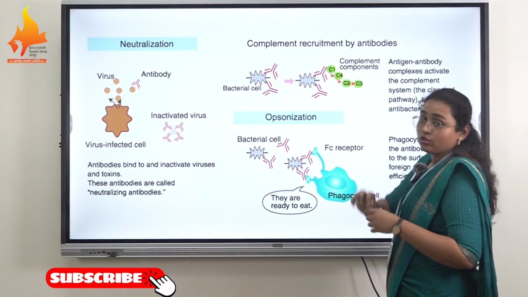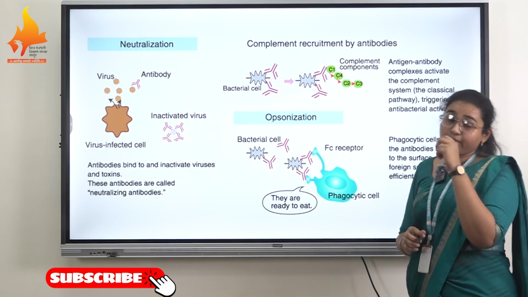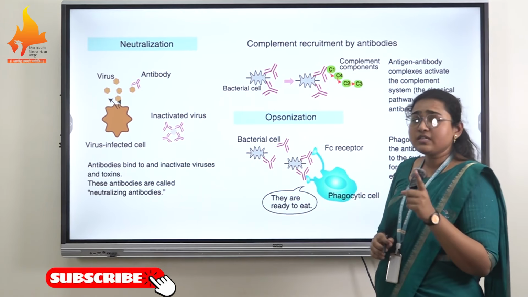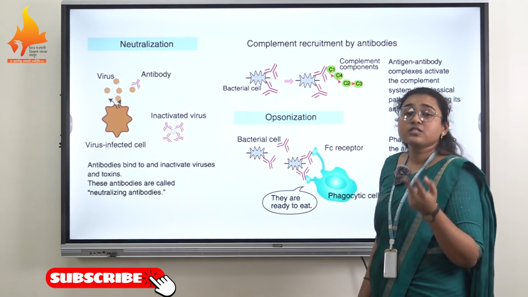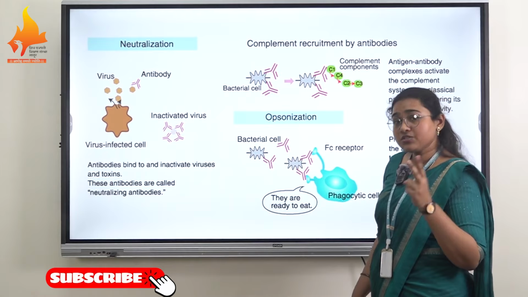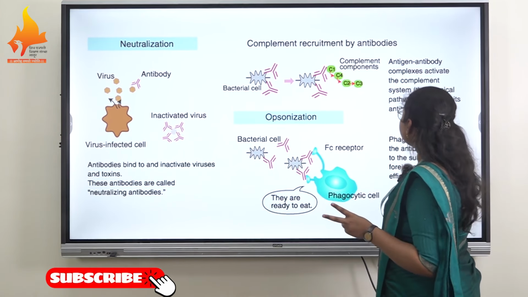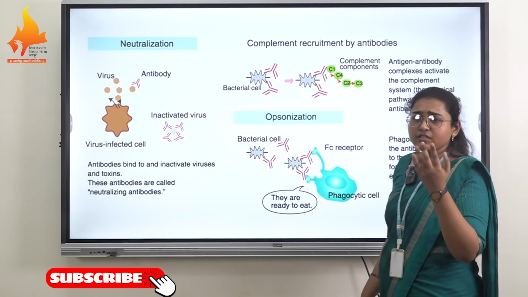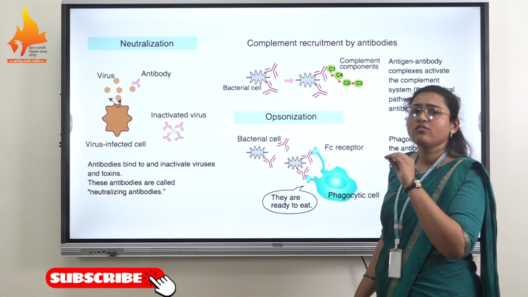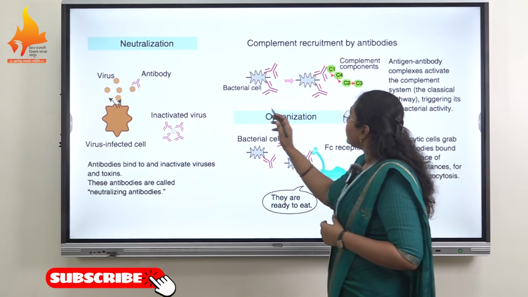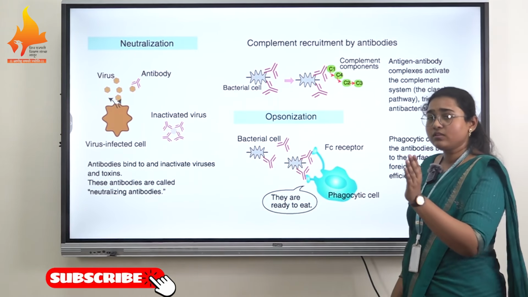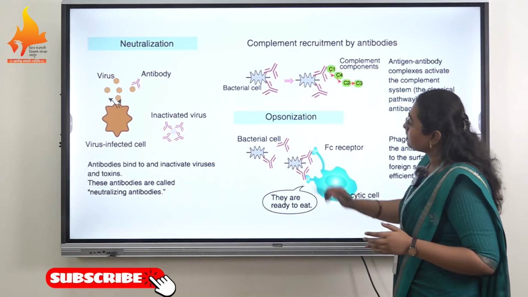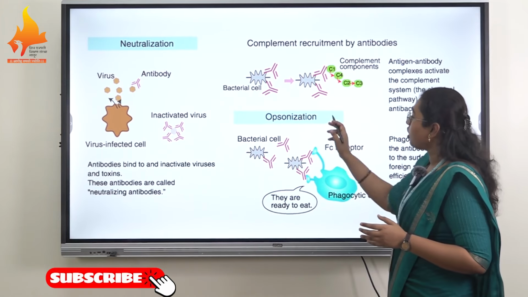The complement recruitment or complement fixation can be done by two pathways. The first one is the classical pathway, in which there is formation of the MAC complex, and the second one is the alternate pathway, which is done by phagocytosis or opsonization. So the second one is opsonization. Opsonization is a similar term to phagocytosis. This third function of the antibody is opsonization.